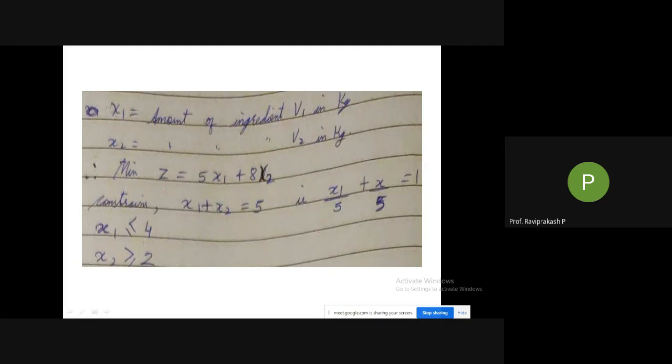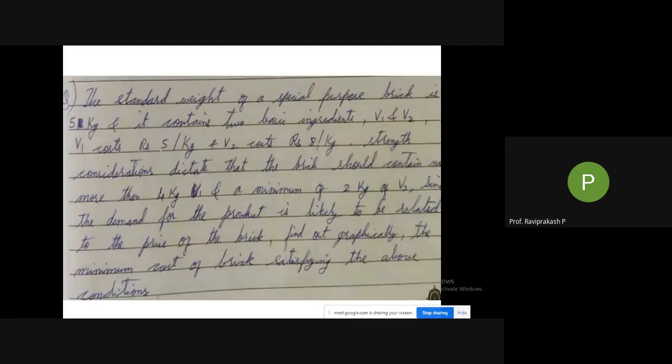See here, x1 plus x2 is equal to 5. You see what they are telling. The standard weight of a special purpose brick, in the first line also, you can see 5 kg. So this is one of the constraints. Constraint means what is given, what you cannot cross, what you need to have at minimum, or what you need to have at maximum. Those are all constraints.